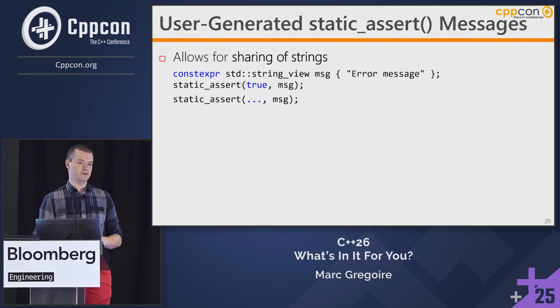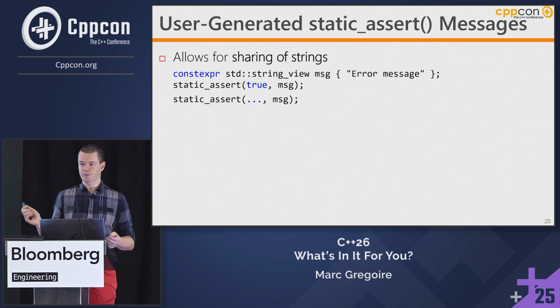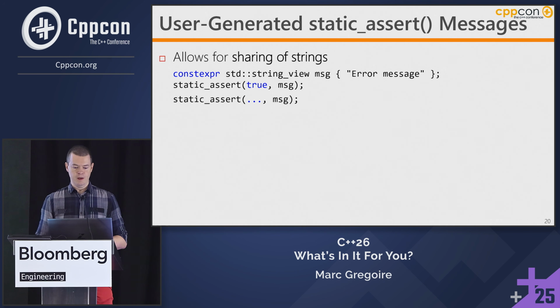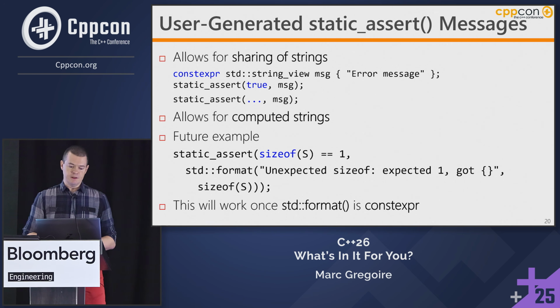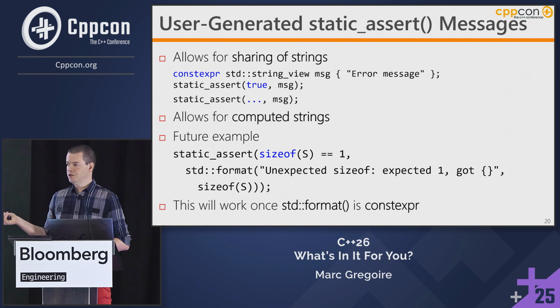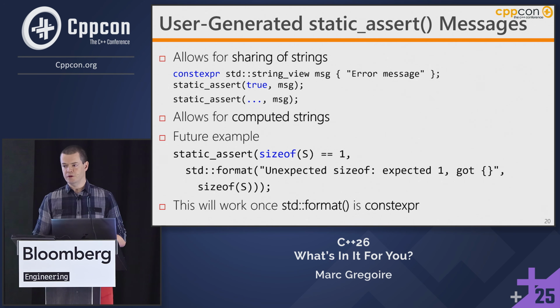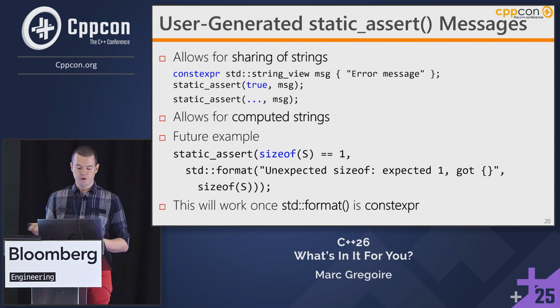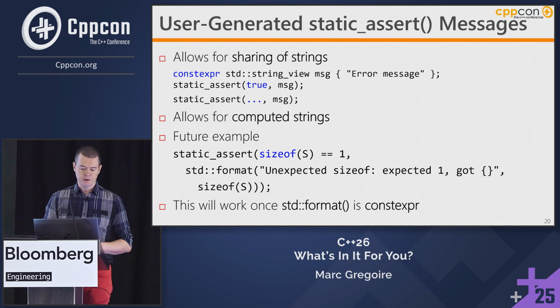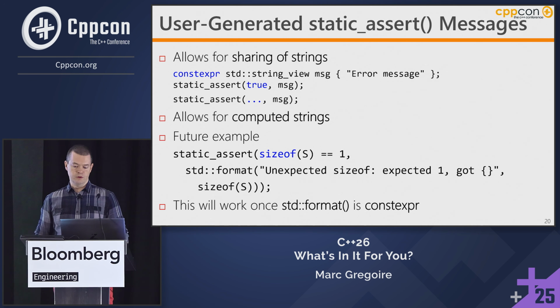The first one is sharing of strings. So I can define a constexpr string and then use it in multiple asserts. The second use case is that it allows for computed strings. This code right now doesn't work with C++26 yet, but once std::format is constexpr in a future standard, then you will be able to write code like this, where the static_assert message is actually computed using a call to std::format.